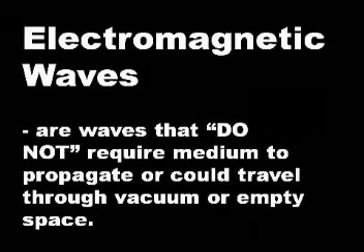Electromagnetic waves. Electromagnetic waves are waves that can travel through a vacuum. By vacuum, I mean space. Okay, outer space, vacuum, emptiness. They do not require a medium. The important thing to note is that they do not require a medium. They can travel through a vacuum.